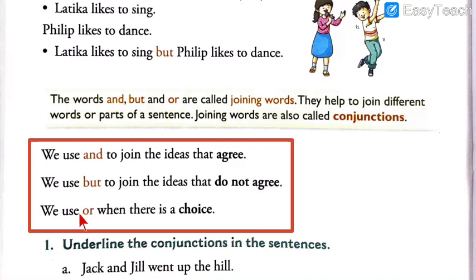Third is or. We use or when there is a choice. For example, if you go to a gift shop to buy a gift for your mother's birthday, you will say, I like this, this and this. So your sister says either you can buy the first or you can buy the second. Now you have the option.